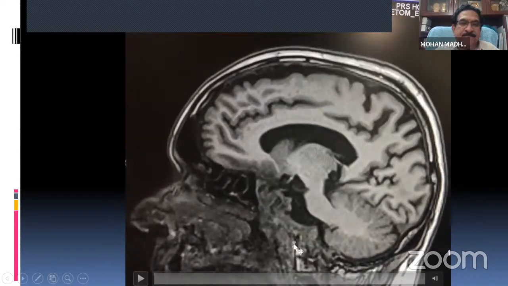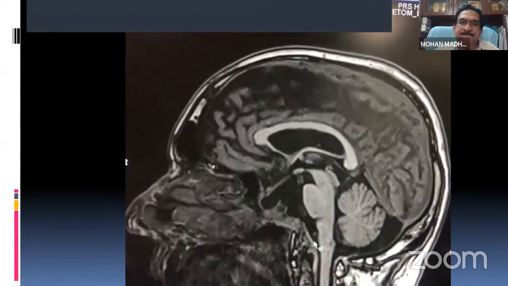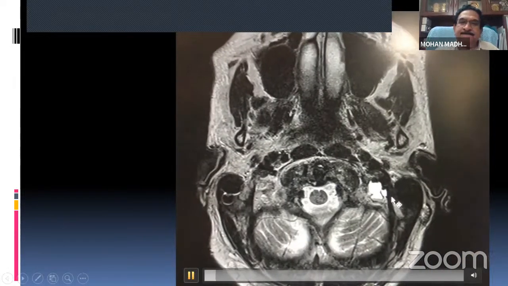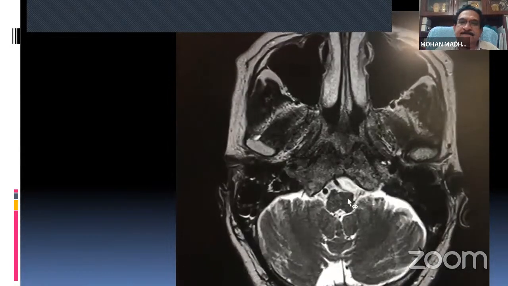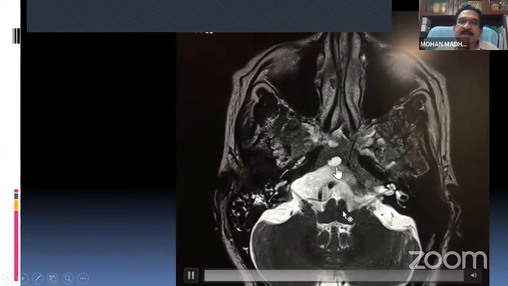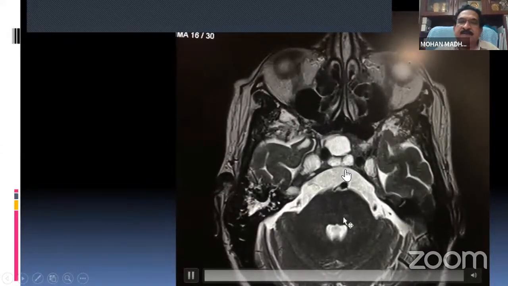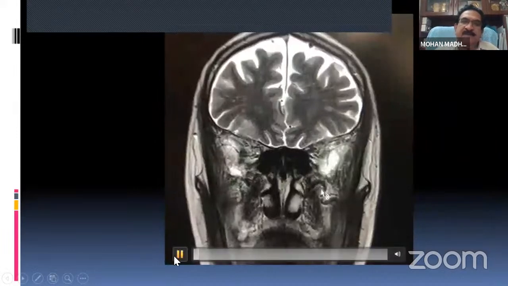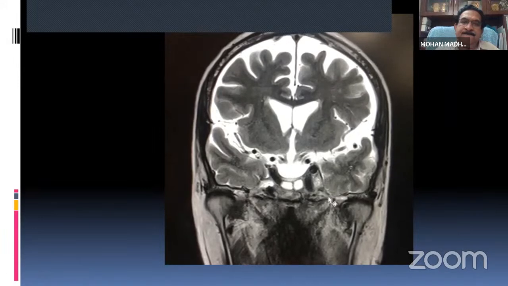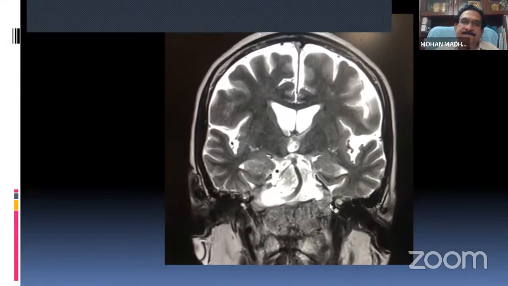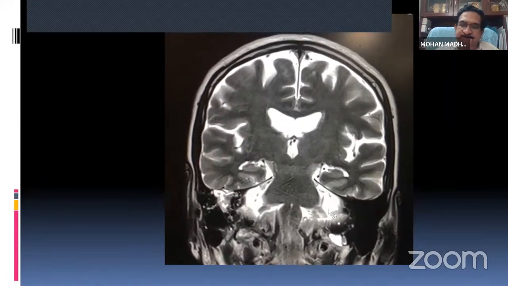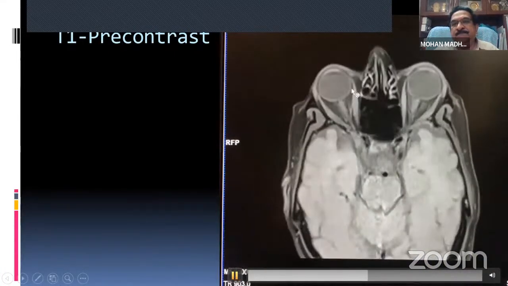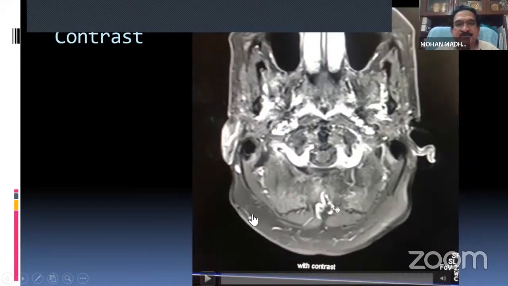This is the T1. Again, look at the hyperintensity in the clivus part. It's not CSF. Cystic CSF spaces. This is the coronal cut. This is the T1 pre-contrast. Then I will show the contrast. This is the contrast.